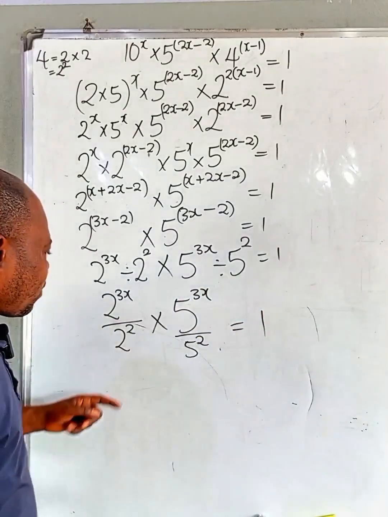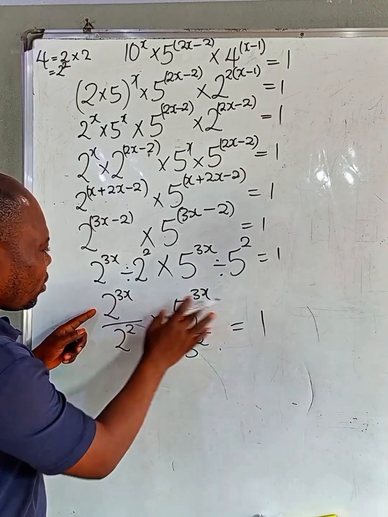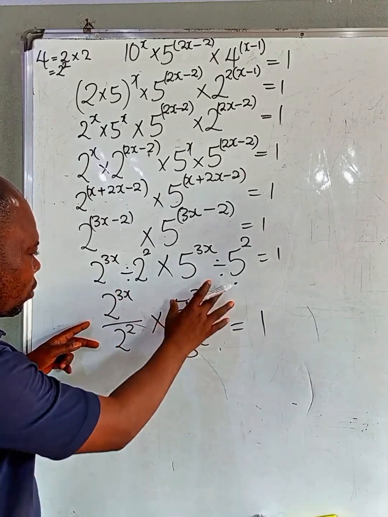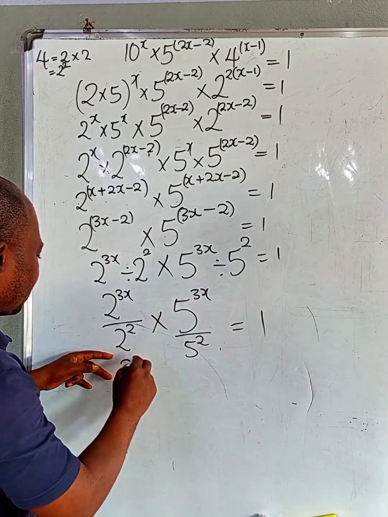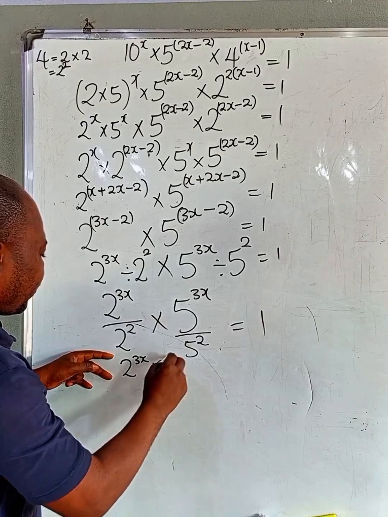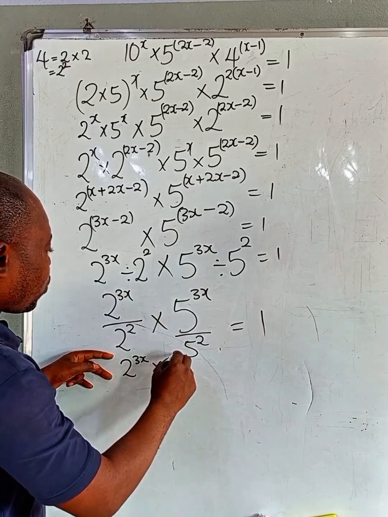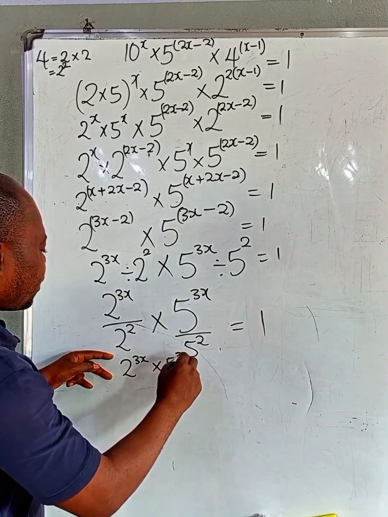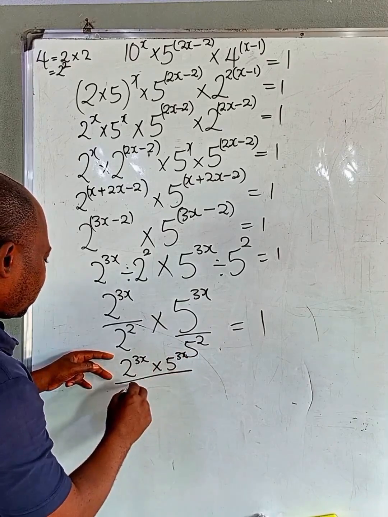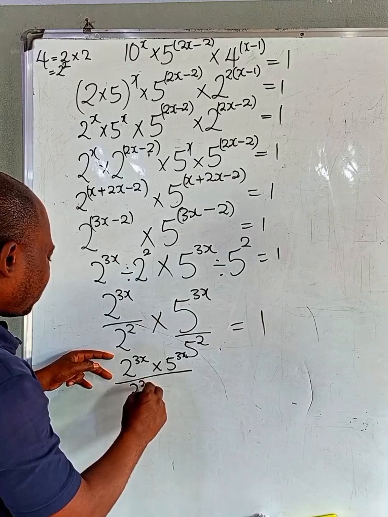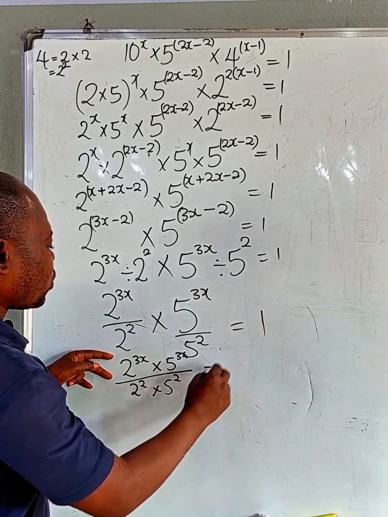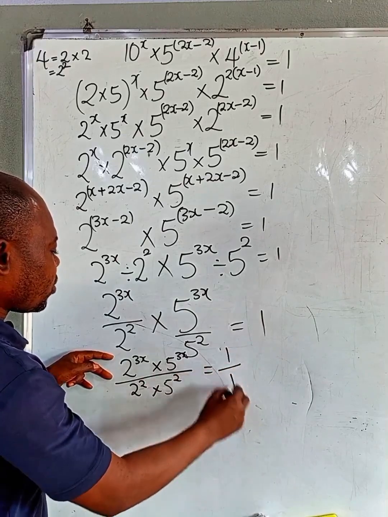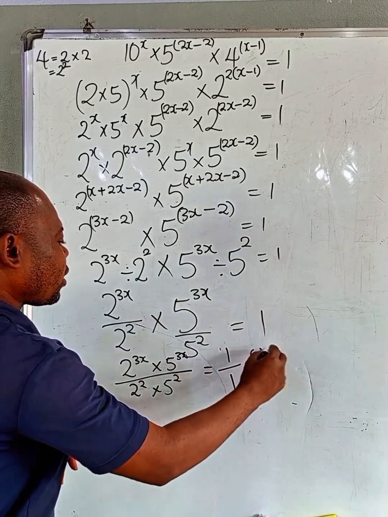Hope we're following. So what we have now is 2 raised to the power of 3x times 5 raised to the power of 3x, all over 2 raised to the power of 2 times 5 raised to the power of 2, equals 1. We make this 1 a fraction, it becomes 1 over 1. So we cross multiply.